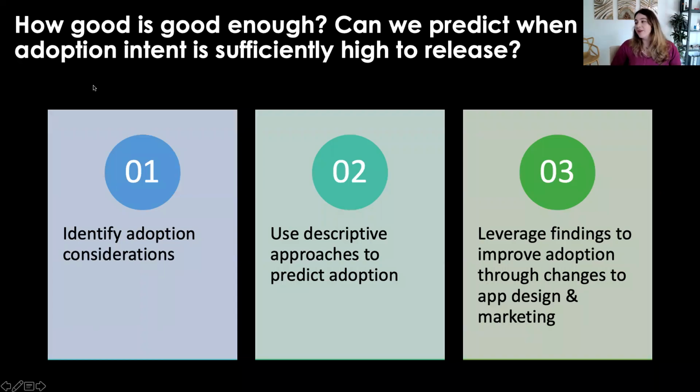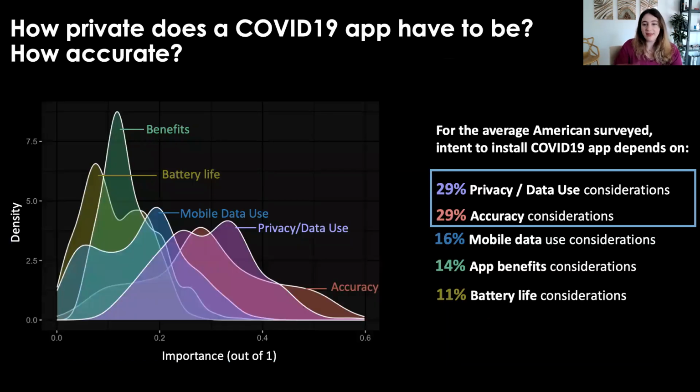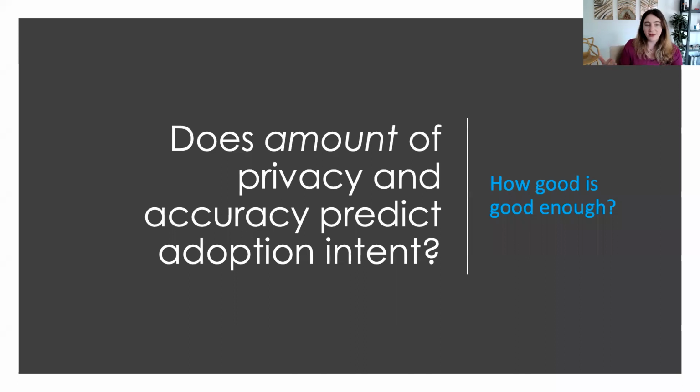Okay. So now we know, okay, what are people considering? Which are the things most important to them? Privacy, accuracy, a bit how it's framed, a bit what are the costs? Can we predict when adoption intent is high enough to release? How do we know when this is going to be good enough for release? And for this question, we focused on the two most important aspects. So we asked the question, how much privacy and how much accuracy is required for people to want to adopt? So can we predict adoption intent based on the level of privacy risk and the degree of accuracy?